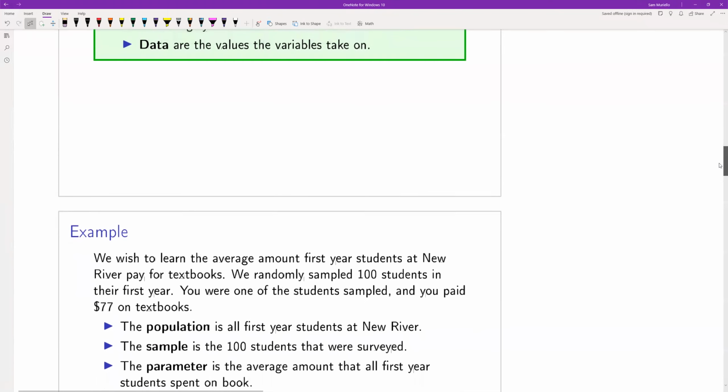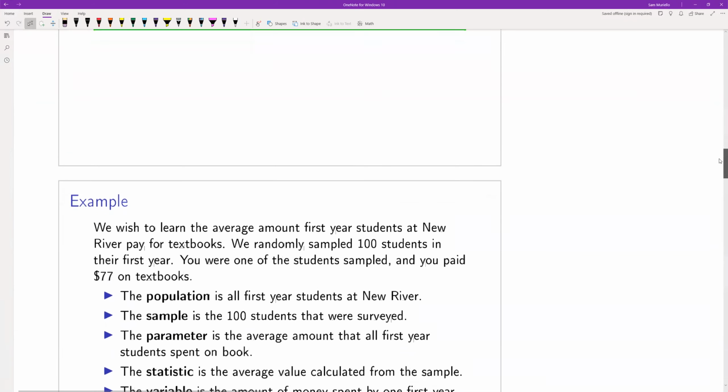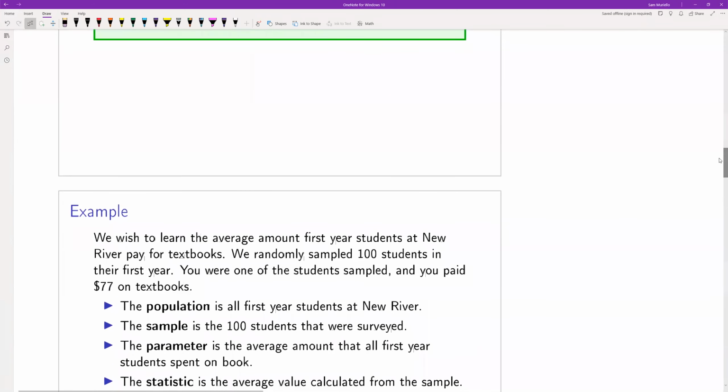The parameter is what we're trying to determine, the average amount that all of the students, the whole population, spent on their books. But we're not going to measure the parameter, we're going to measure the statistic, which is the average value calculated from our 100 student sample.